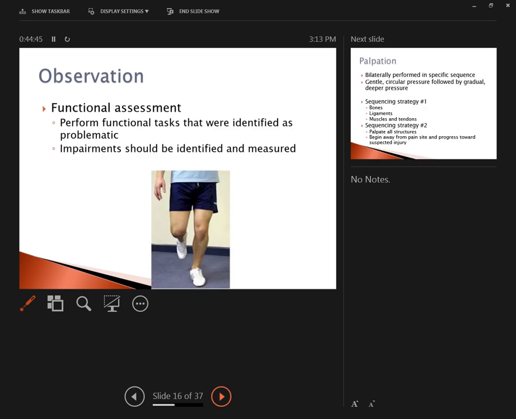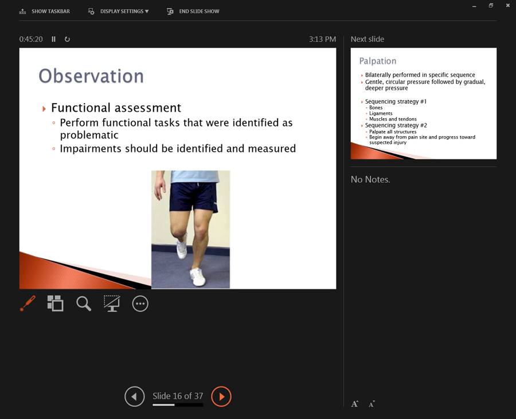Observation is also, I throw in some functional assessment in here because technically you are just still observing them. Functional assessment is you're going to ask them to do something functionally and see if they can do it. So if you find out in the history that the person is complaining of something specific, you kind of want to ask them to do it, because we want to see how they do it. Are they able to do it? At what point of the range of motion does it really hurt? We're trying to figure out what is wrong with this person, and sometimes asking them to do the painful things is important.